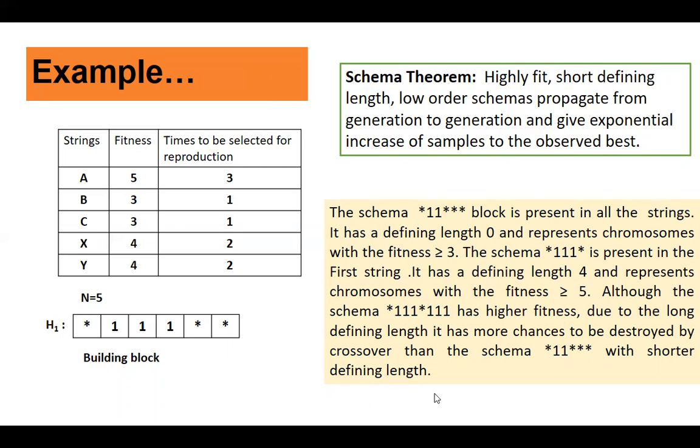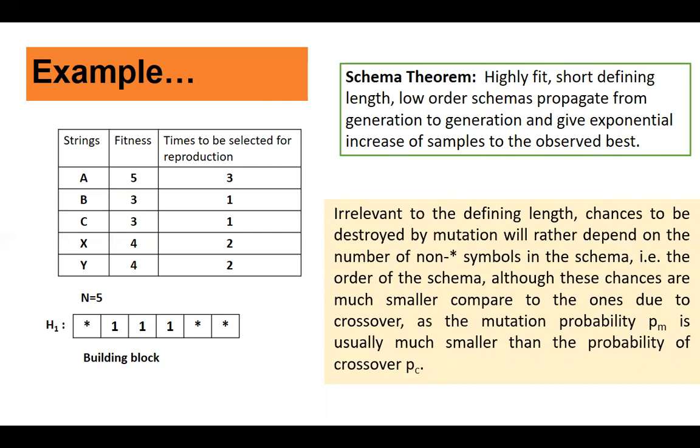Fine. Now, irrespective of the defining length, chances to be destroyed by mutation depend on the number of non-star symbols in the schema. That is nothing but the order of the schema. We are talking about the order of the schema now, right? Although these chances are much smaller compared to those due to crossover, as the mutation probability PM is usually much smaller than the probability of crossover PC.